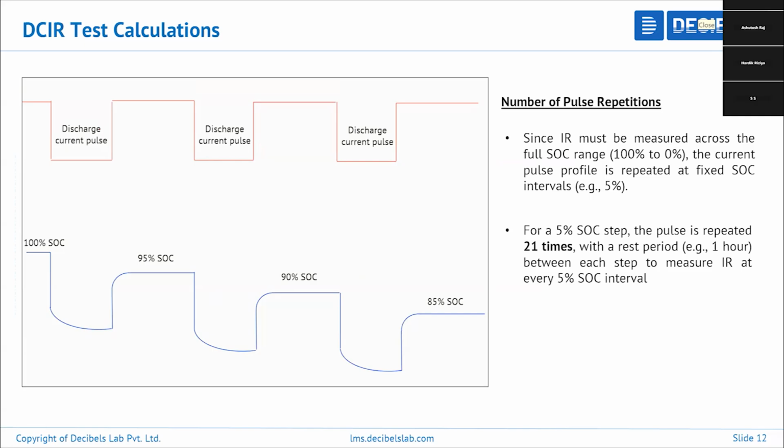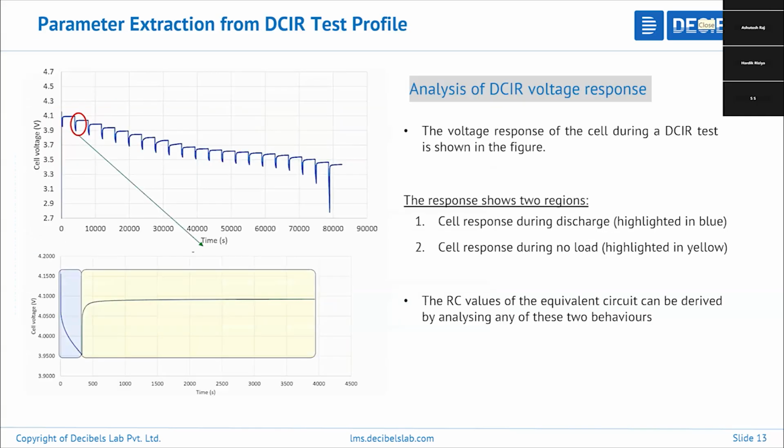If you have a 5% SOC step, or 5% SOC interval, that you want to remove, like 100, 95, 90, 85, then you need to repeat those pulses 21 times. When you repeat all 21 times across your SOC, you will get voltage variations in all those SOC intervals.